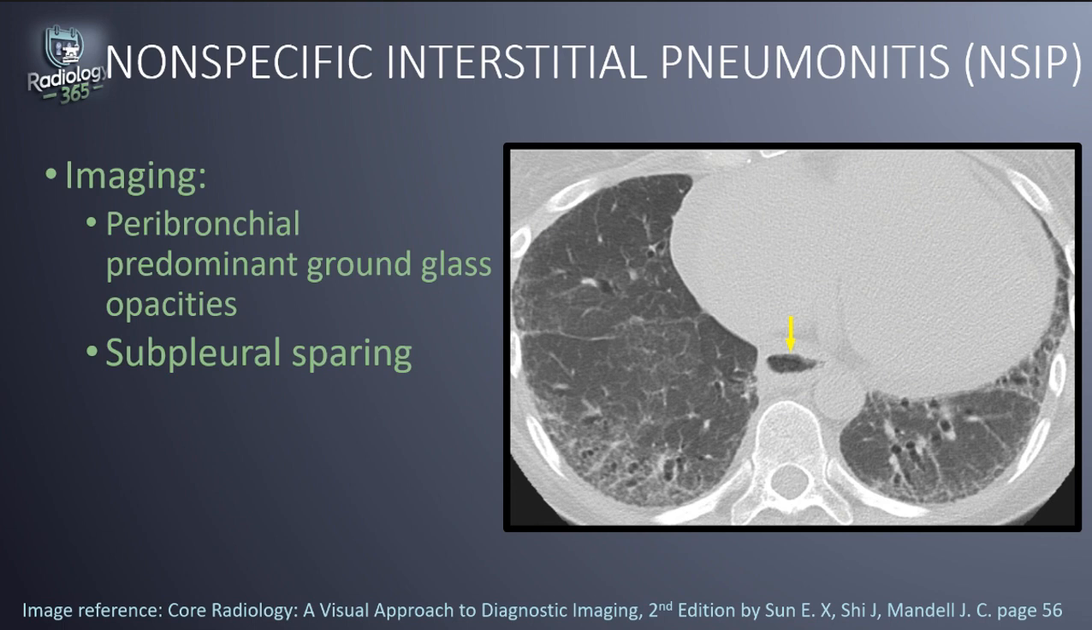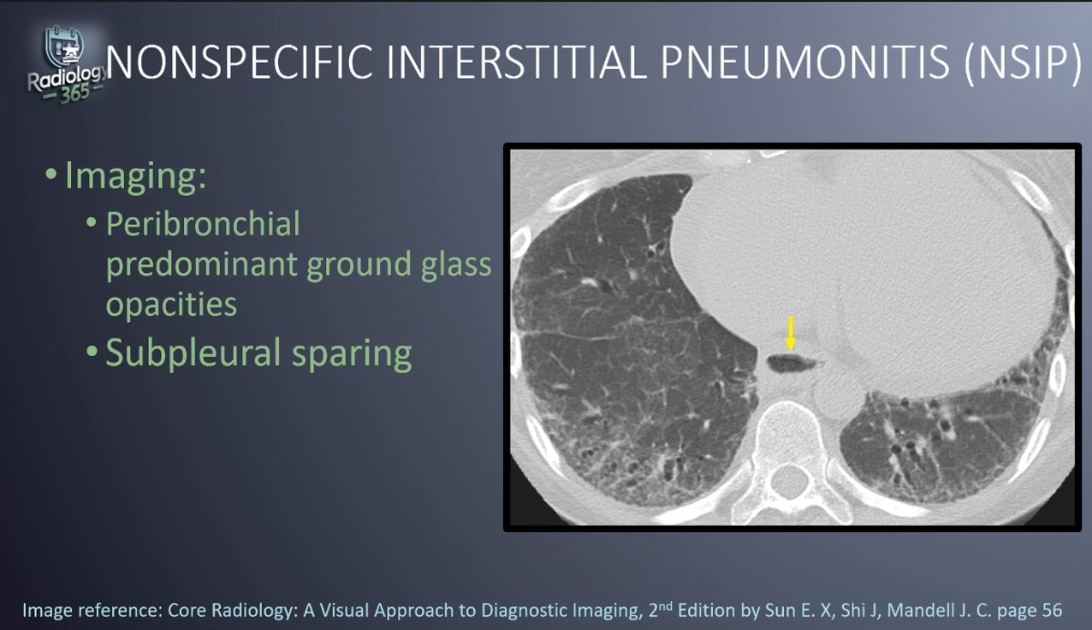UIP has honeycombing and reticulations and all that. You may see some of those in NSIP as well, but once you start seeing ground glass opacities, you should be thinking more of NSIP. A key imaging finding, I mean, this is not always seen, but it's very specific, is sparing of the subpleural lung. Remember the honeycombing things we saw in usual interstitial pneumonitis? Yes, those are subpleural. It's subpleural and basal. But in NSIP, if the immediate subpleural part of the lung is spared, it is unlikely to be UIP and more likely to be NSIP.